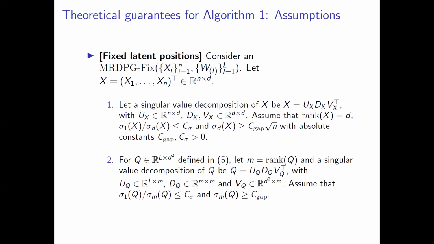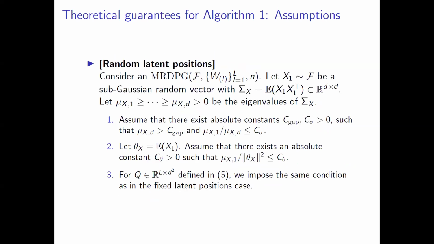So let me explain what we can say about this algorithm. There are two cases, the fixed latent position and the random latent position. So under some assumptions, the assumptions require something about X, basically that the singular values of X, and X, by the way, is the matrix that has these guys as the rows. So you put all the latent positions into a big matrix X. And if you do that, we just need some assumptions about the singular value decomposition of X and some assumptions about the matrix Q. The matrix Q has all the weight matrices.